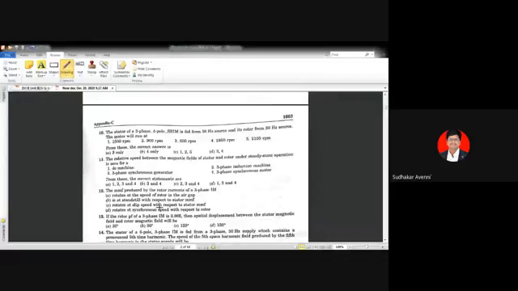A stator of a 3-phase 4-pole slip ring induction motor is fed from a 50 Hz source and its rotor from a 30 Hz source. Then the motor will run at: 1.